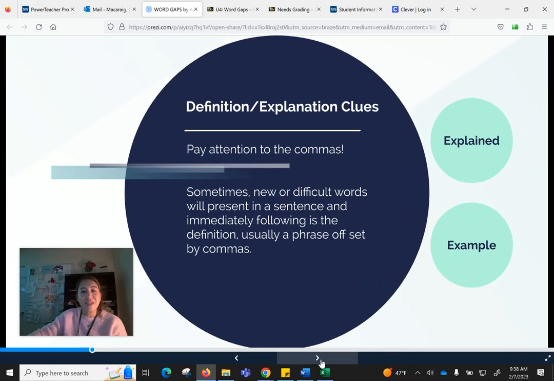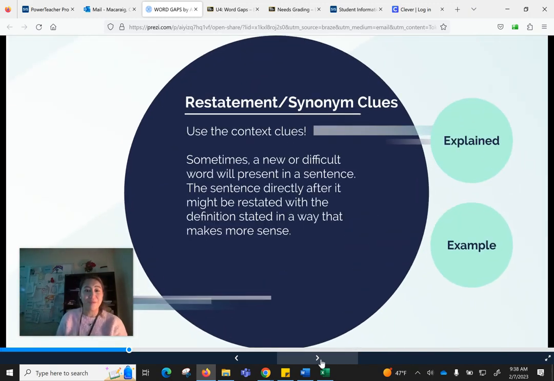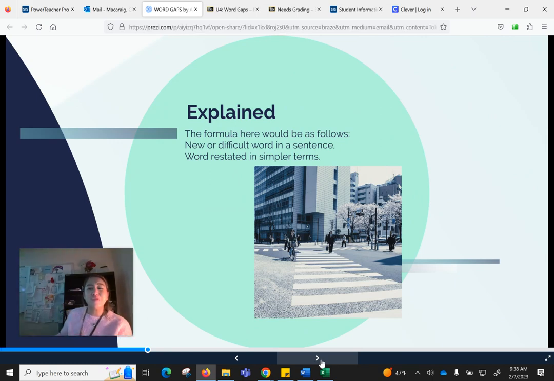Okay. Next, it could also be through what? Restatement or synonym. When you say synonym, it's another word with the same meaning. So use context clues. Sometimes a new or difficult word will be presented in a sentence. The sentence directly after it might restate it, with the definition stated in a way that makes more sense. Sometimes it's within the sentence or sometimes it's after the sentence, but there will always be clues such as restatement or synonym. So the formula would be new or difficult word in a sentence and then restatement afterwards.